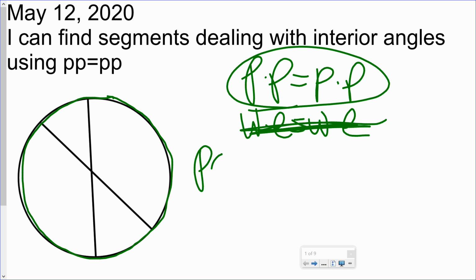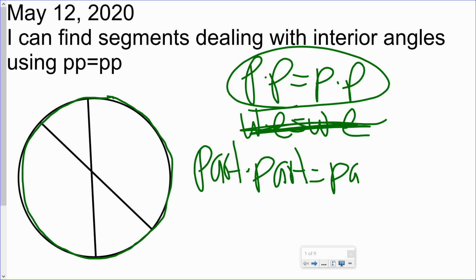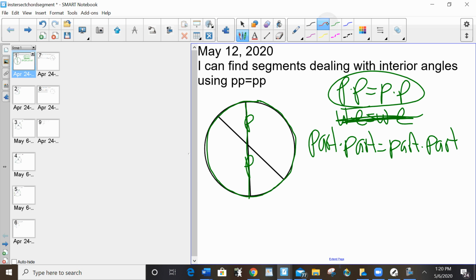And what PP stands for is part times part equals part times part. And I'm going to explain to you what those different parts are. So I have two chords here that are cut. So this chord is cut into two parts, and this chord is cut into two parts. So basically, part times part on the left-hand side are the two parts of one of the chords, and the other side is the two parts of the other chord. So see how I kind of color-coded it here?